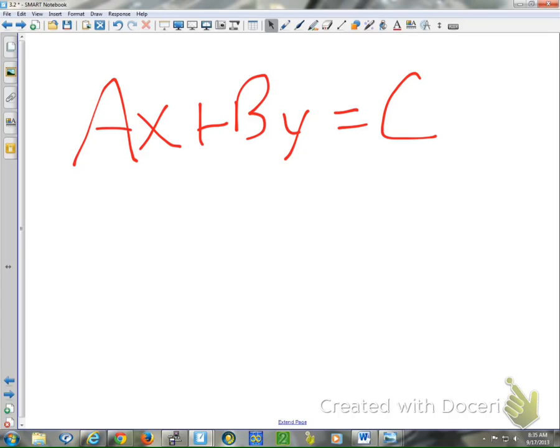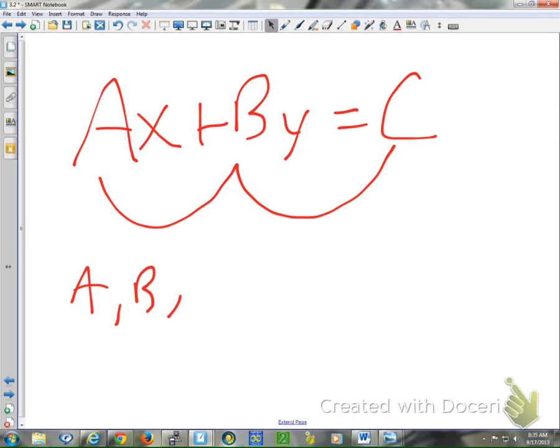The things that you have to remember about standard form. First of all, order is important. It's going to go x, and then y, and then C. A, B, and C all have to be whole numbers. You cannot have fractions or decimals for A, B, C. So A, B, and C have to be whole numbers. And A only has to be positive.